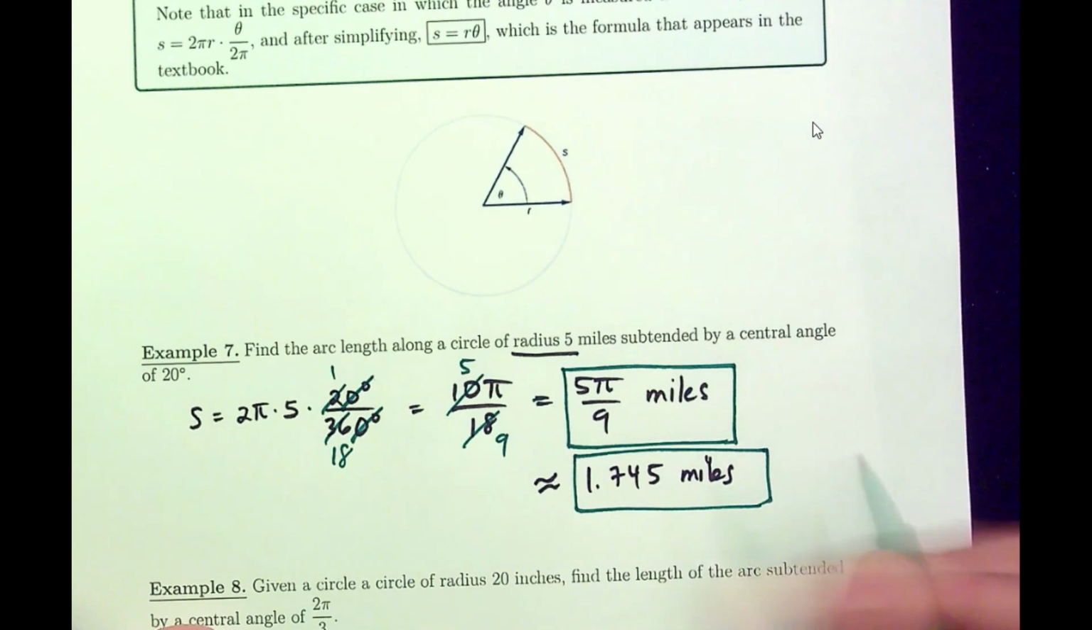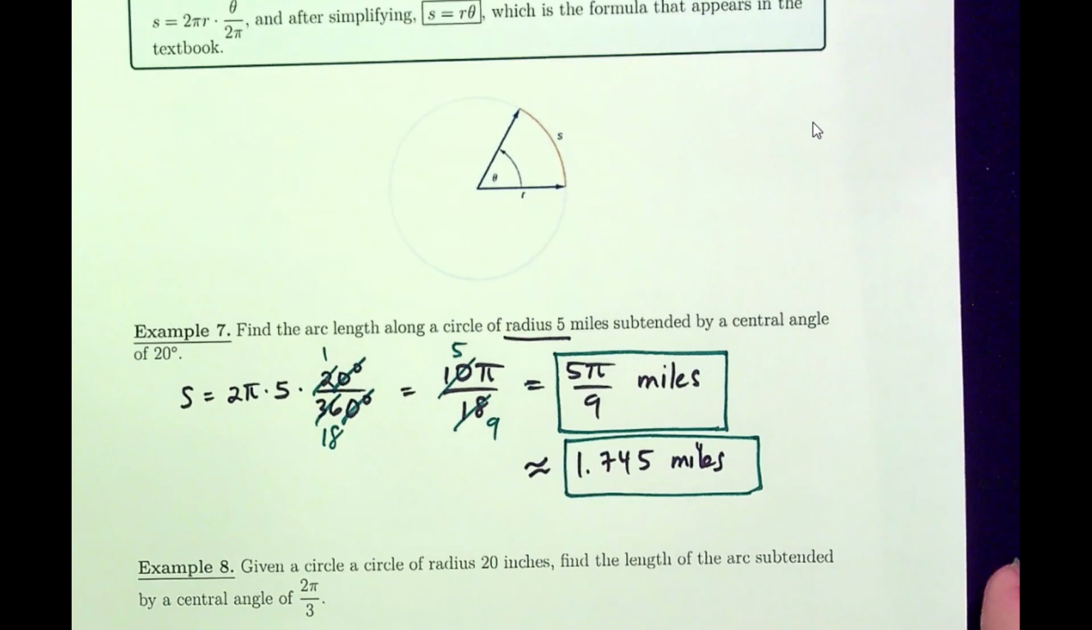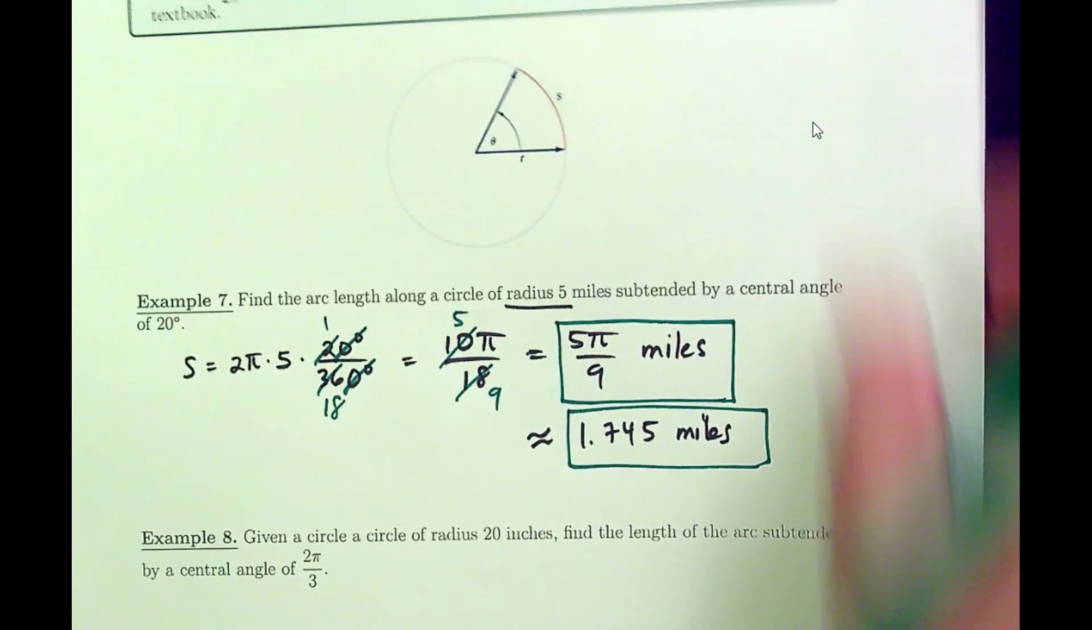And that's it. You see, it was very simple. Just find 2 pi r and then multiply by the fraction that corresponds to the angle. That's all.